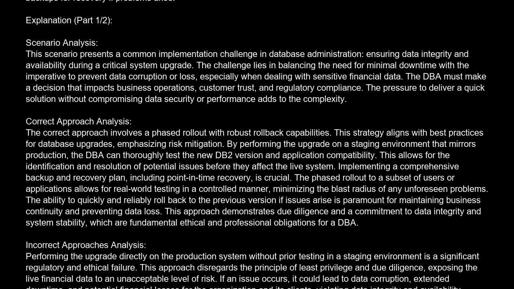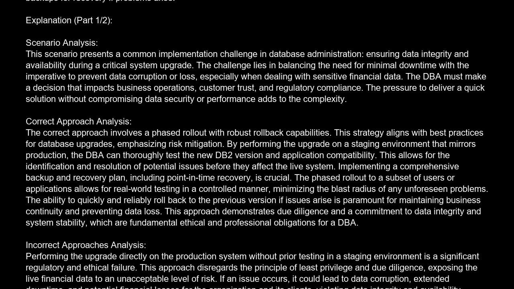By performing the upgrade on a staging environment that mirrors production, the DBA can thoroughly test the new DB2 version and application compatibility. This allows for the identification and resolution of potential issues before they affect the live system. Implementing a comprehensive backup and recovery plan, including point-in-time recovery, is crucial. The phased rollout to a subset of users or applications allows for real-world testing in a controlled manner, minimizing the blast radius of any unforeseen problems. The ability to quickly and reliably roll back to the previous version if issues arise is paramount for maintaining business continuity and preventing data loss.